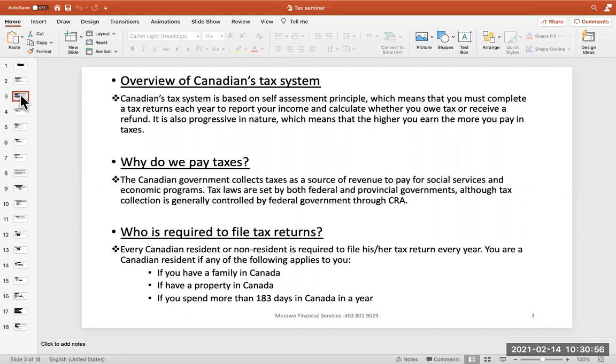So the next thing we look at is, why do we pay taxes? That's a very good question. The Canadian government collects taxes as a source of revenue to pay for social services and economic programs. Tax laws are set by both federal and provincial government, although tax collection is generally controlled by federal government through CRA. That means we pay taxes to both federal and provincial government.